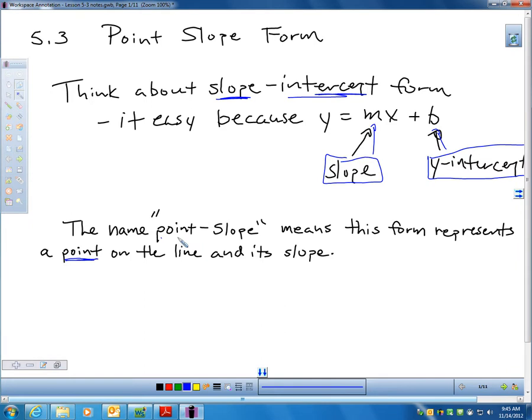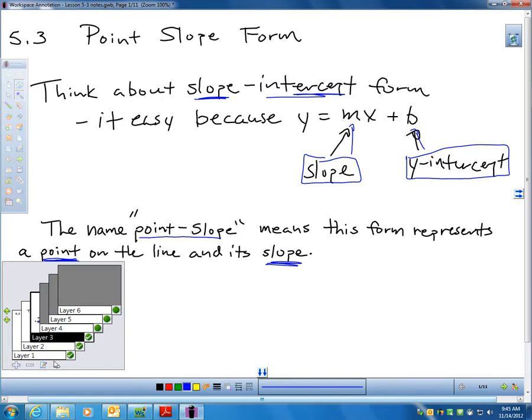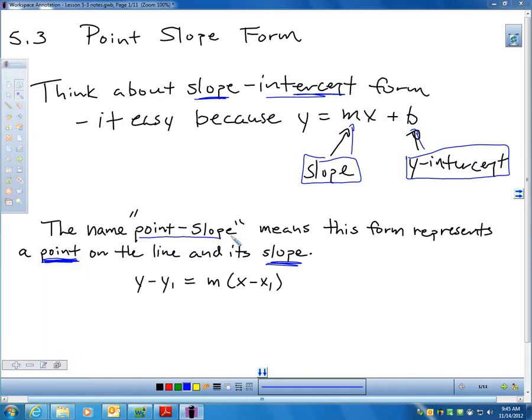This sort of equation will give me any point, or a certain point, I should say, on my line, and the slope. Now remember, slope-intercept form gave me two things also. It gave me the slope and a special point, the y-intercept. Point-slope will give me the slope and just any point on the line, not specifically the y-intercept. Now, the point-slope form equation looks like this.